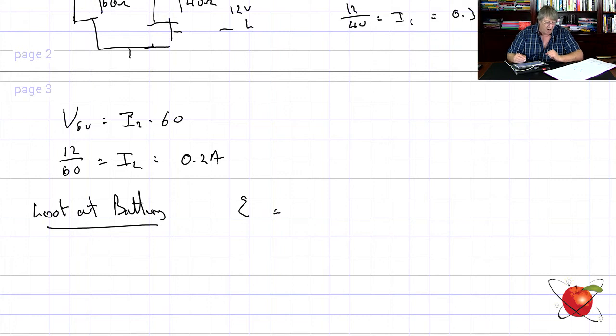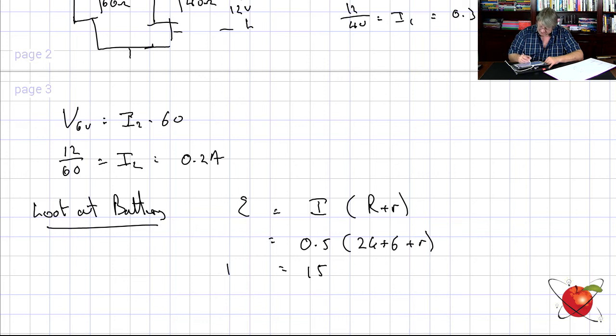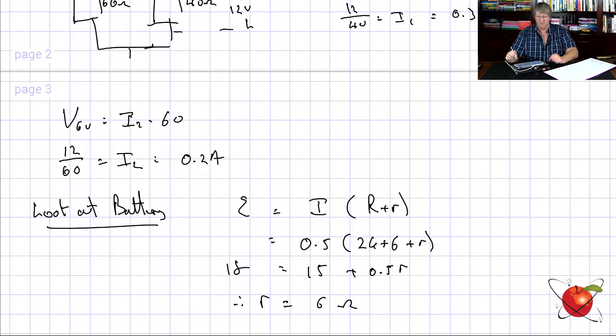EMF is equal to I times R plus little r. I was 0.5. R for the circuit is going to be 24 plus 6 plus little r. So I'm going to have half of 30 is 15, and EMF is 18. So 18 is equal to 15 plus 0.5 R, therefore R is equal to 6. R is equal to 6 ohms.